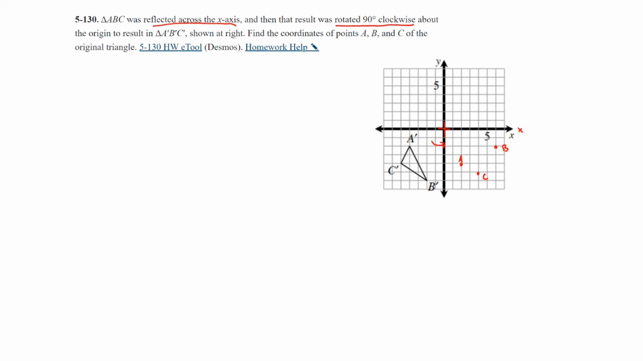So we're going to reflect it across, so now B will be here, and that's at the point 6, 2. A will be here, and that is at the point 2, 4. And then C will go 1, 2, 3, 4, 5. And that will be at the point 4, 5. So this right here would represent our original triangle that was originally reflected across the x-axis, which would have moved it down to here, and then rotated clockwise 90 degrees.